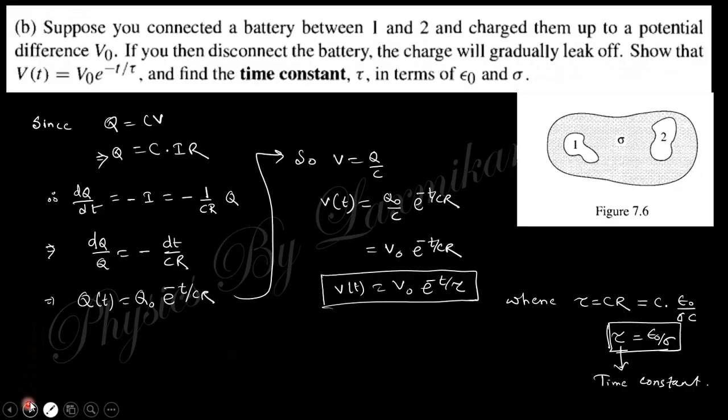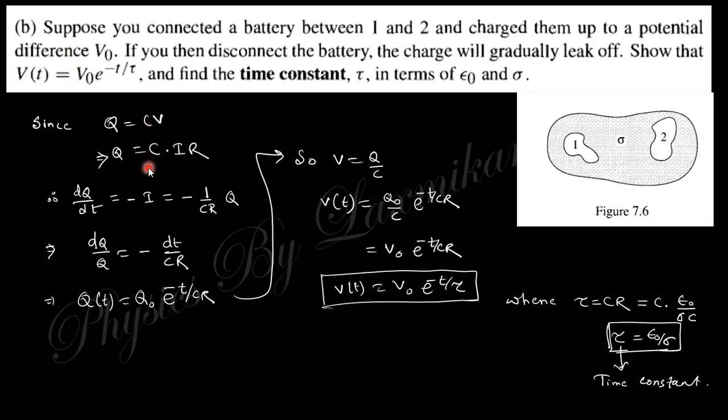Clear? Next one. Suppose you connect a battery between 1 and 2 and charge them up to a potential difference V0. Connect this with a battery so the potential is V0. Then disconnect the battery, and the charge will gradually leak away, so the voltage decays like this with the time constant.